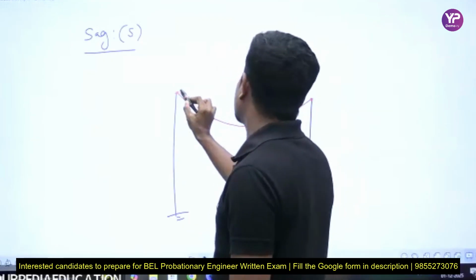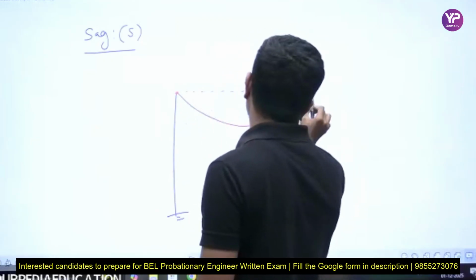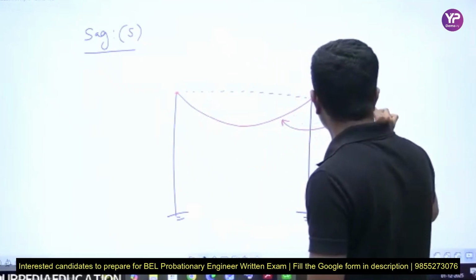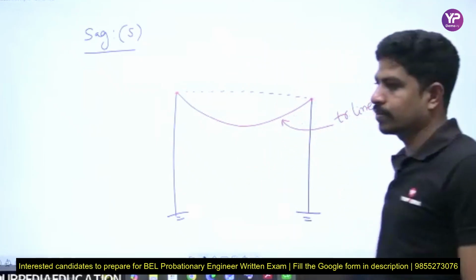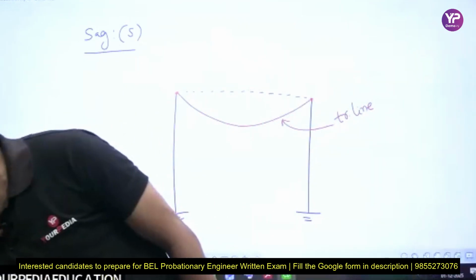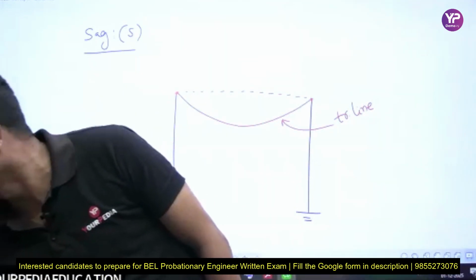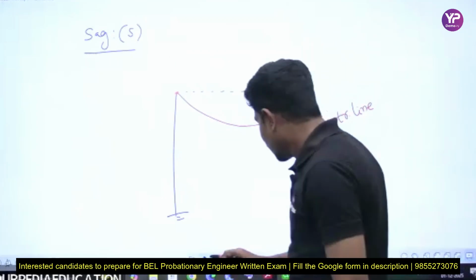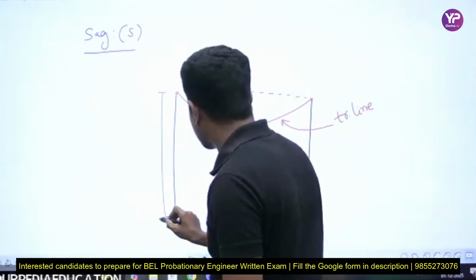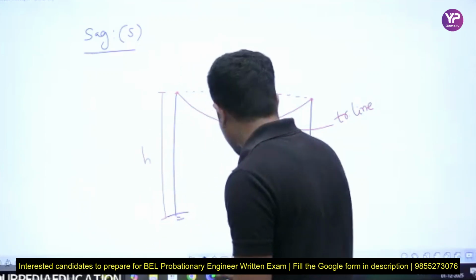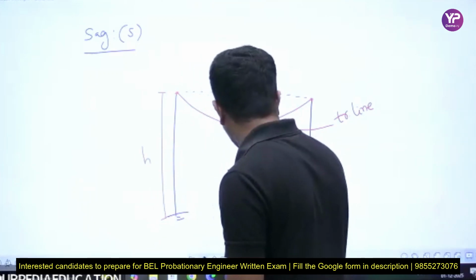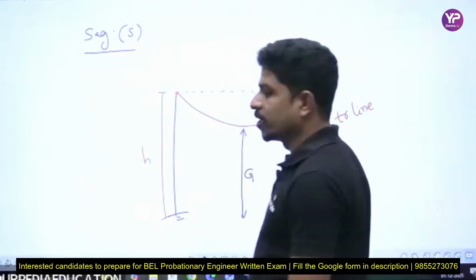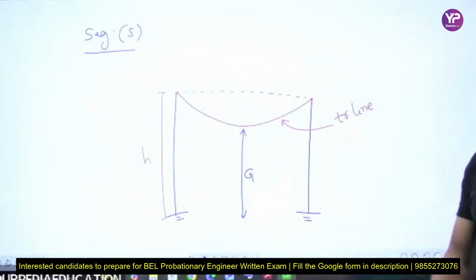So this is your transmission line. See, this is the height of the tower, H. This is called the ground clearance, G. G is the ground clearance, H is the height of the tower.